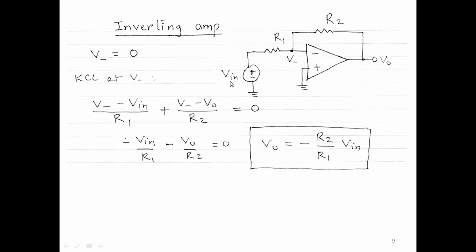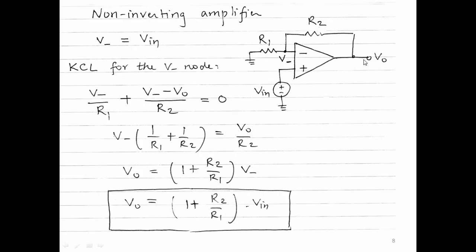Okay, one very important thing. In both these circuits, we wrote a KCL at this node. We did not write a KCL at this node. Right? Why did we not write a KCL at this node? So let's go back. I'm going to go back a couple of slides.